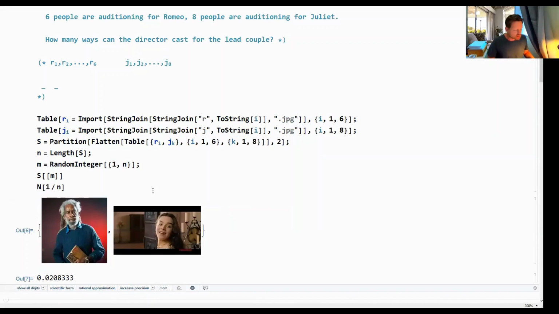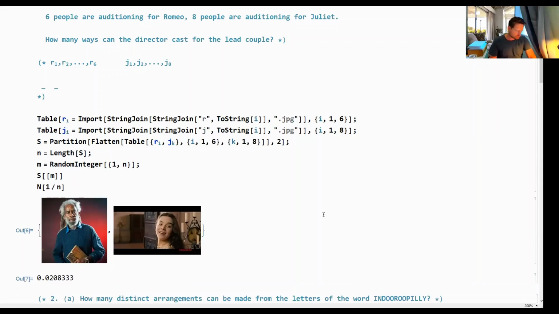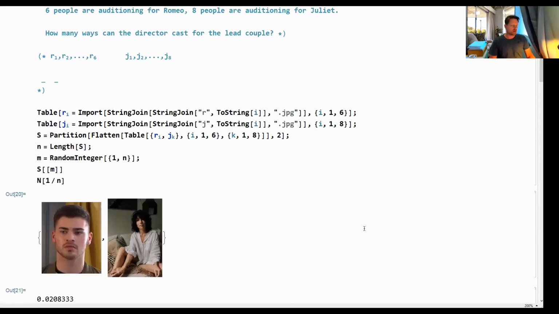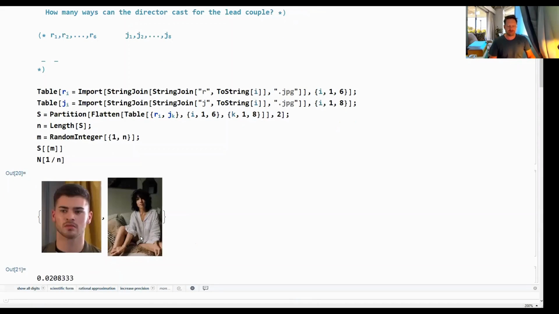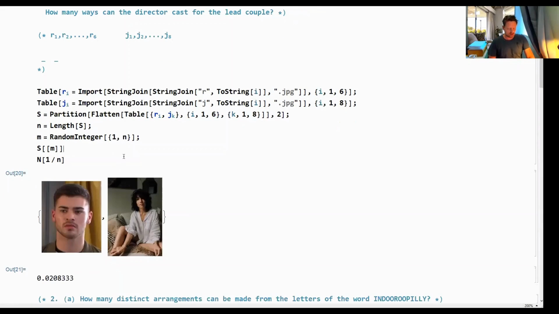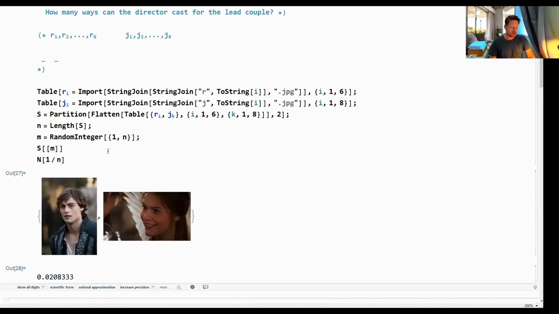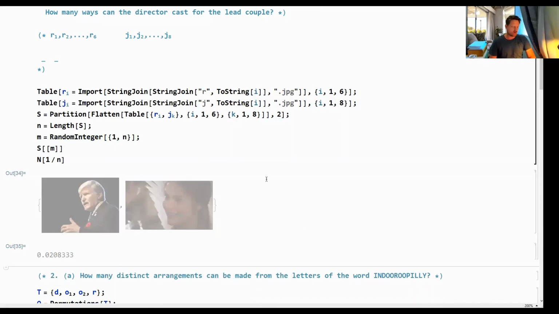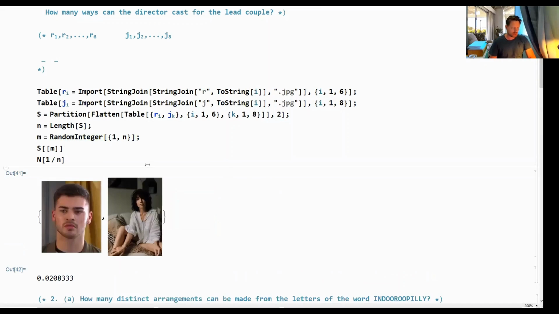Okay, so here's one such possibility. Here's a Romeo and here's a Juliet. If I run this again, now I've got the same Romeo but a different Juliet. Let's run this again. Okay, here's another Romeo and another Juliet, and so on, right? I could get this pair, I could get this, and so on.